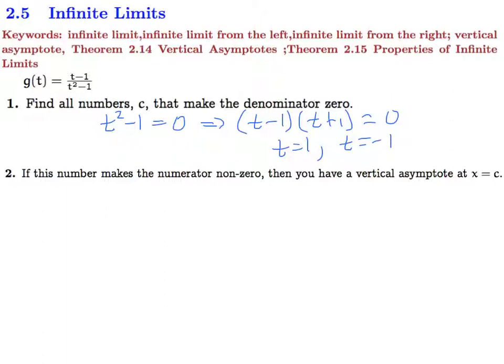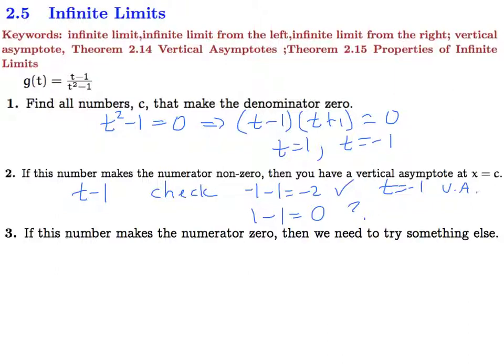Step 2 says we need to check and see if this makes our numerator, in this case t minus 1, equal to 0 or not. So we go ahead and check, and we see that negative 1 minus 1 equals negative 2, so that works out. t equals negative 1 is indeed a vertical asymptote, but 1 minus 1 is equal to 0, and our theorem doesn't tell us anything. It doesn't tell us if it is an asymptote or if it isn't.